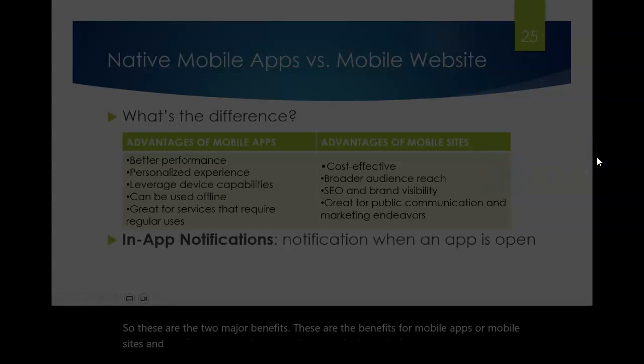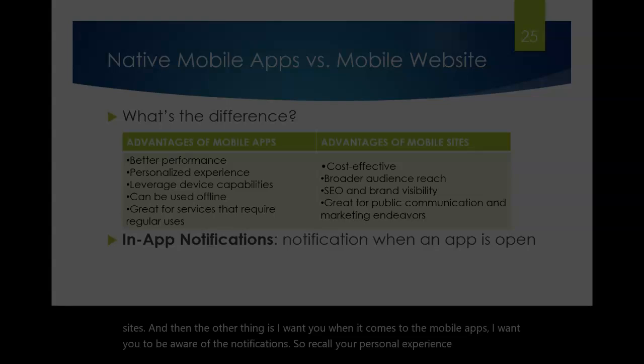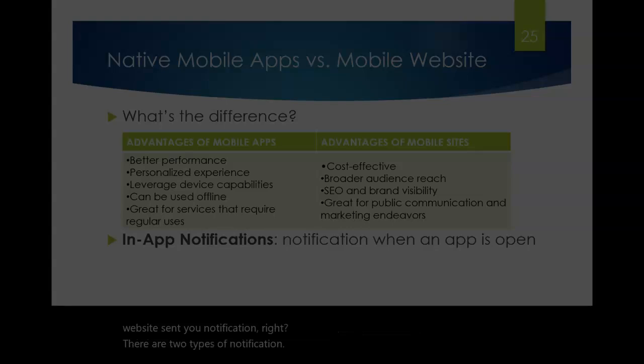And then the other thing is, when it comes to the mobile apps, I want you to be aware of the notifications. So recall your personal experience. Apps and the websites send you notifications, right? There are two types of notification. The first is called in-app notification, which is the notification that's sent to you when your app is open. So this approach is considered less privacy invasive.